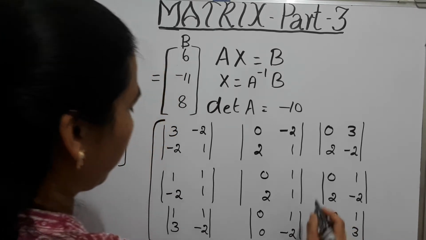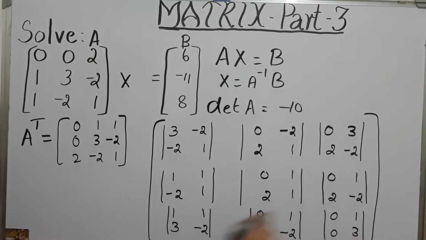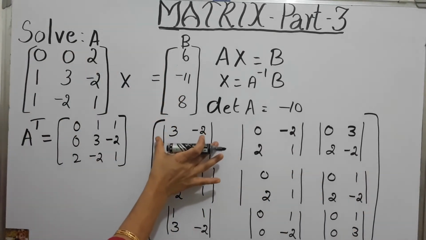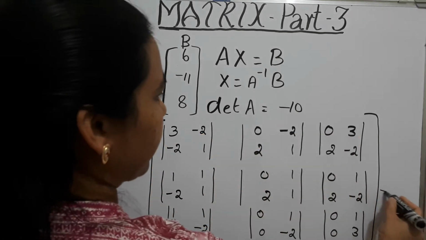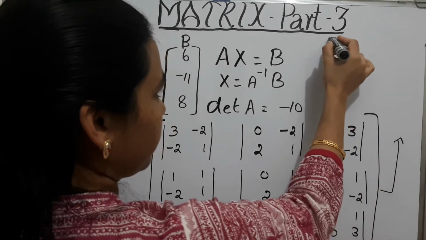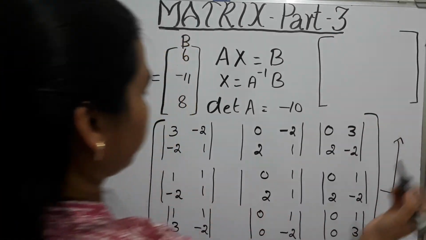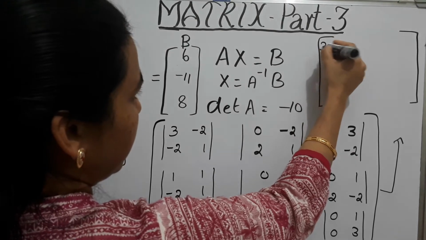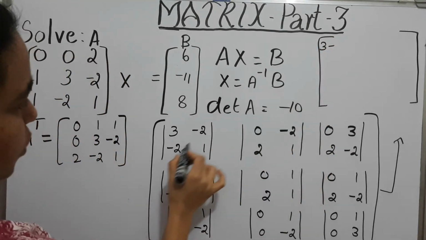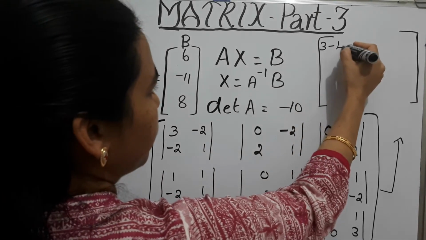Now you have to find the value of each of these determinants. So we can write this up here. 3 times 3 times 1 is 3, minus 2 times 2 is 4, 3 plus 4... so you can put just 4 here.